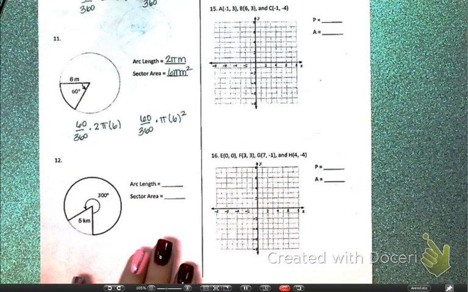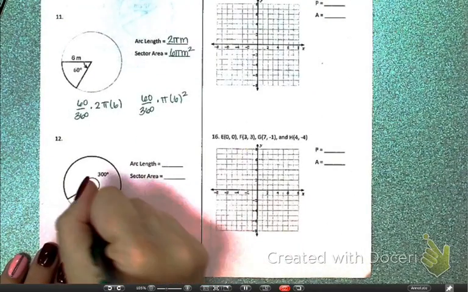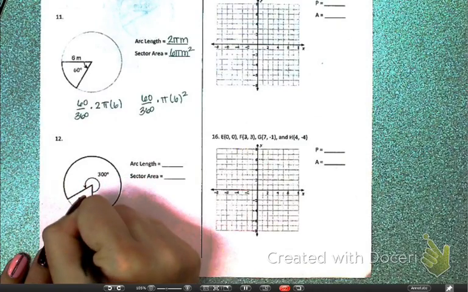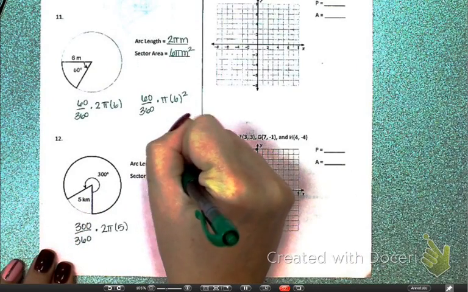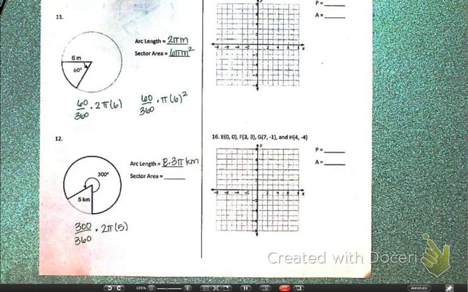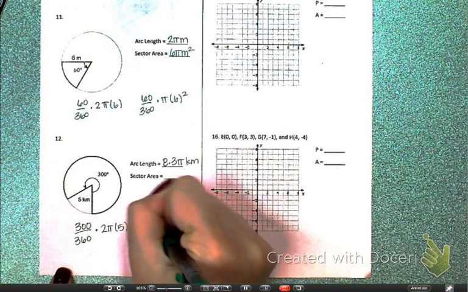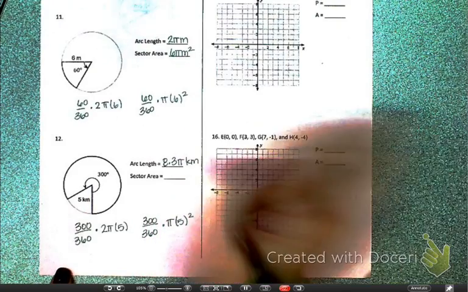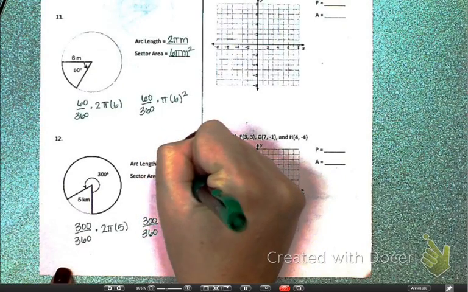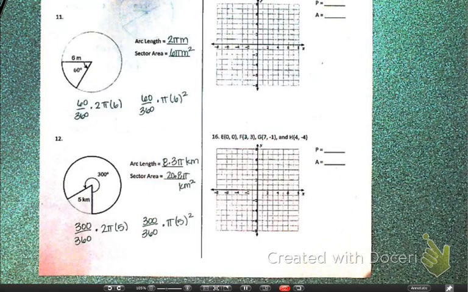Last one before we get to our review problems. So 300 over 360 times 2 times pi times my radius gives me 8.3 pi kilometers. And 300 over 360 times pi times the radius squared is 20.8 pi kilometers squared. Any questions through number 12? Again, are we seeing where we made our mistakes? And you didn't make mistakes? Okay.